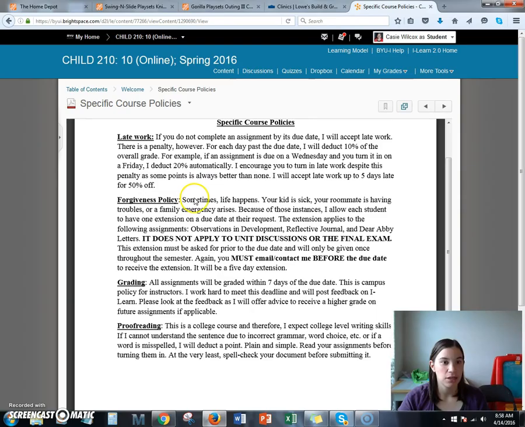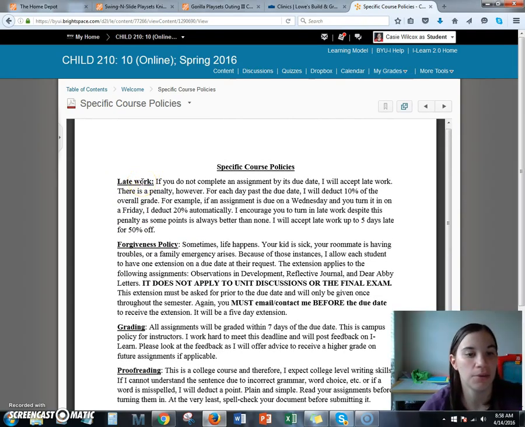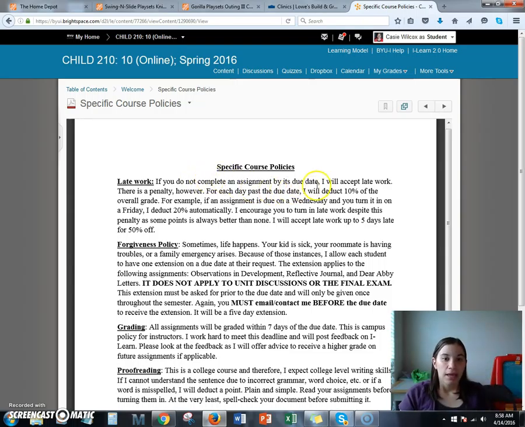They are right here. Once again, I do accept late work, and it's penalized. So every day it's past the due date, I will deduct 10% per day, up to 5 days, meaning that you can get 50% of the maximum amount of points if it's 5 days late.